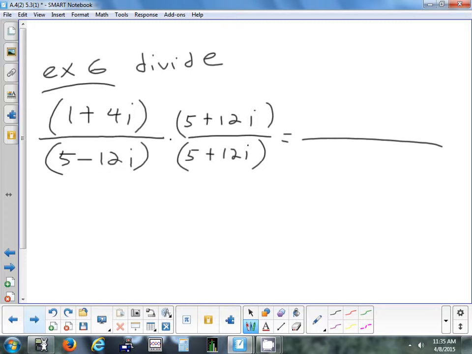What are the two numbers I'm going to add together when I distribute out what's in the bottom? Yep, 25 and 144. We do need to add those up in the next step. Now unfortunately in the top, there is no quick way to do it. You just distribute it out, see what you get.